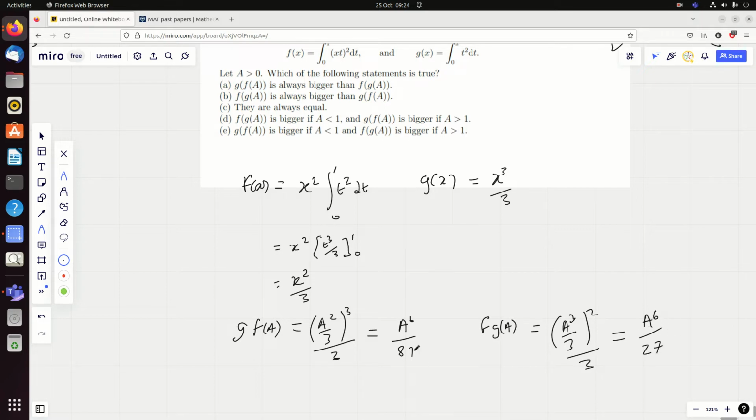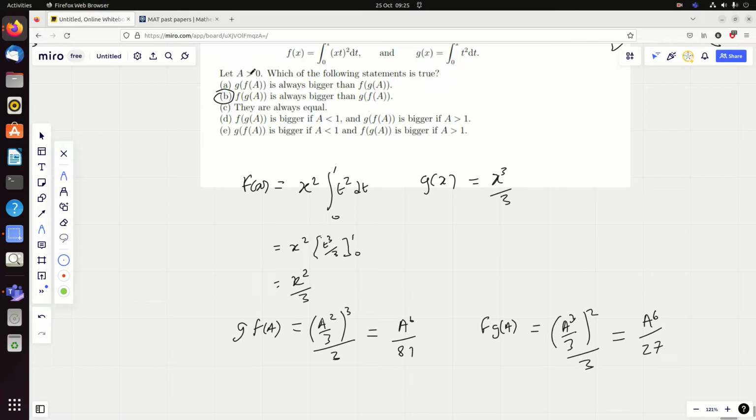Now, I did get slightly concerned about whether a was less than 1 or bigger than 1, mainly because they were talking about it in the question. But then I thought, hang on a second, they've both got an a to the 6 in there. So, of course, the numerator is going to be identical regardless of the value of a. And therefore, this one, because it's got a smaller denominator, must be bigger. And so f of g of a is always bigger than g of f of a.